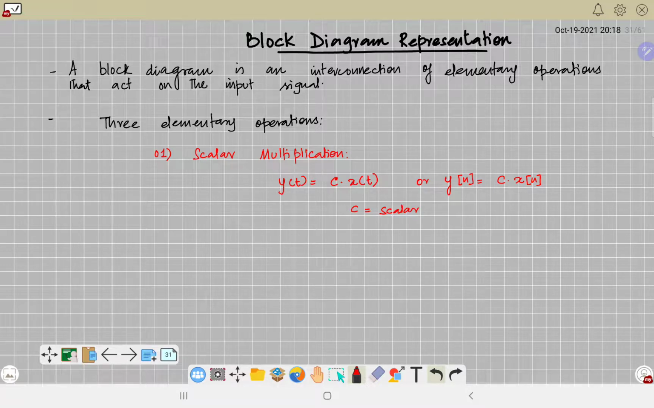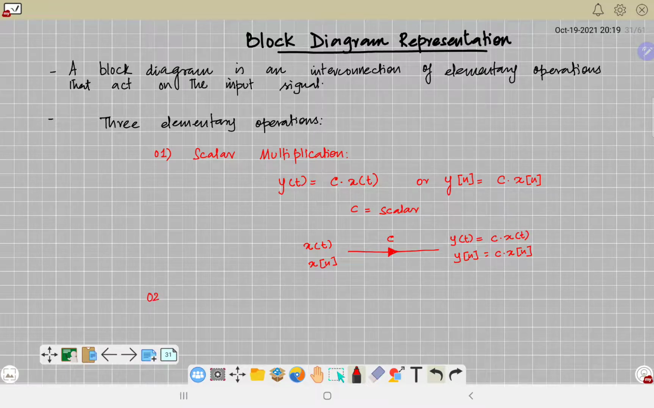If we go for the block diagram representation, it will be represented like this. At the input side, you will have x of t or x of n, as the case may be. And you will represent a simple line with an arrow, and the constant c. This is the block diagram representation of this operation. A simple line with an arrow is kind of a gain factor, and you represent the amount of gain on top of that line.